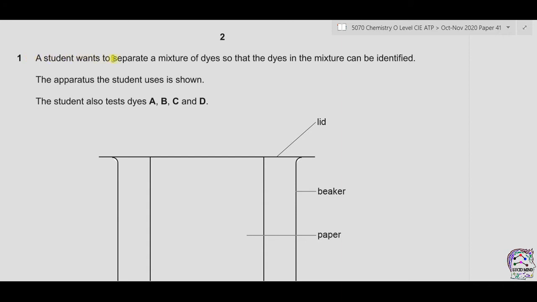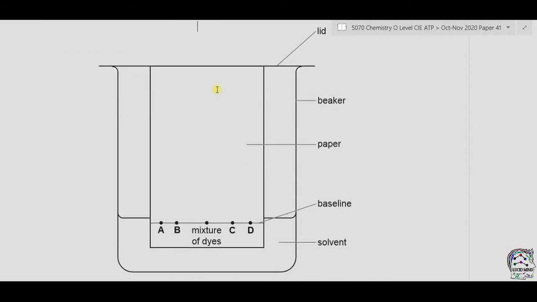Question number 1. A student wants to separate a mixture of dyes so that the dyes in the mixture can be identified. The apparatus the student uses is shown. The student also tests dyes A, B, C and D. This is the apparatus that is used. We have a lead beaker, paper is immersed in the solvent, and there is a baseline upon which A, B, C and D are present, and there is also a mixture of dyes.